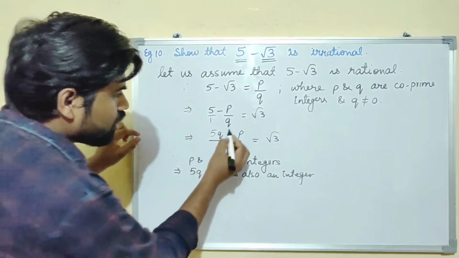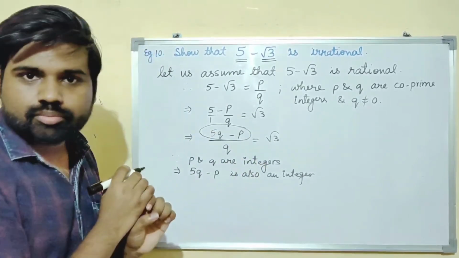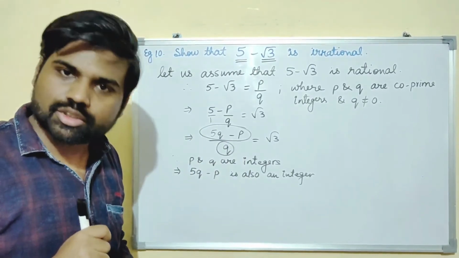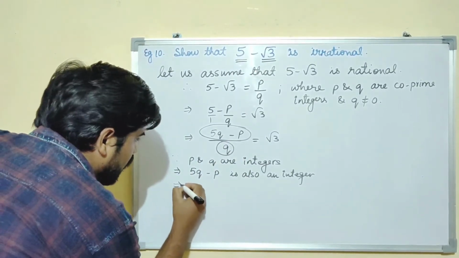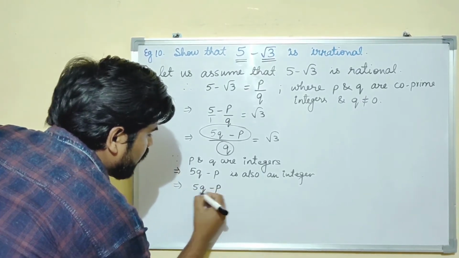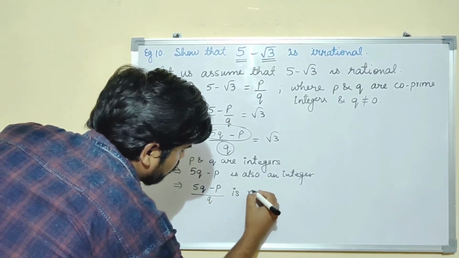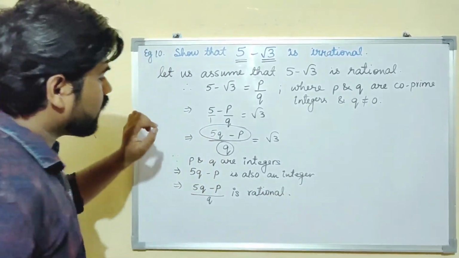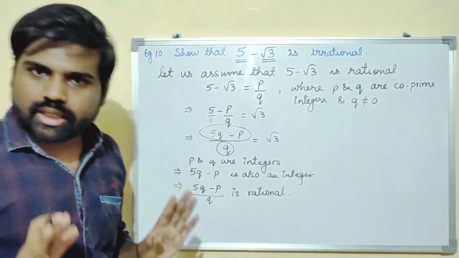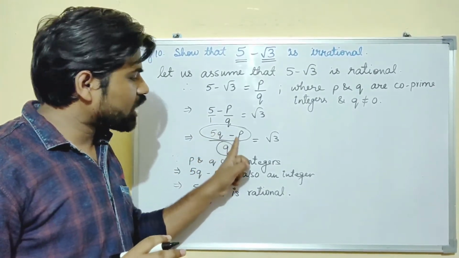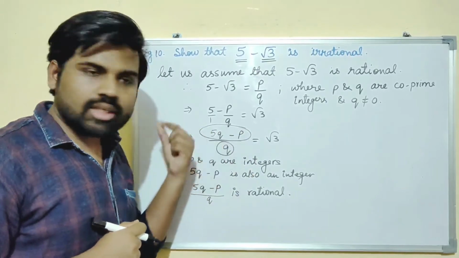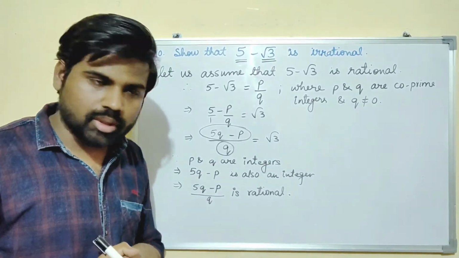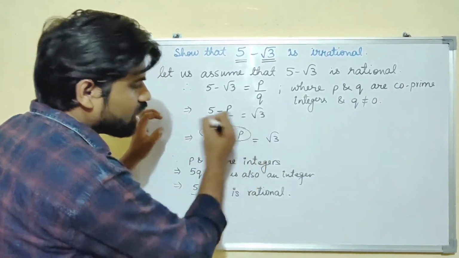This term is an integer, this numerator is an integer, and the denominator is an integer. Integer upon integer is a rational number, right? So you can write that (5q minus p) upon q is rational. I hope you have understood this much. What did I tell? That q and p are integers, so 5q minus p will also be an integer. So the numerator is an integer and the denominator is an integer. Integer upon integer is a rational number. That means your left hand side is rational.